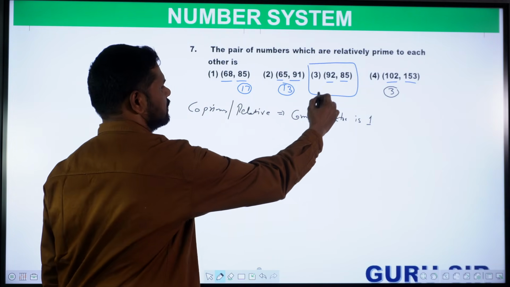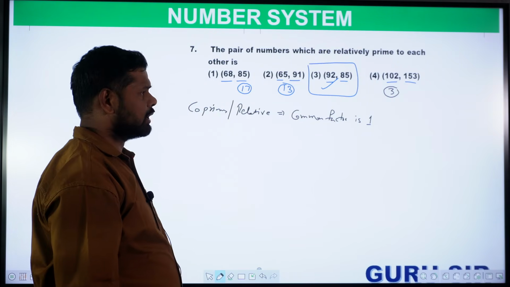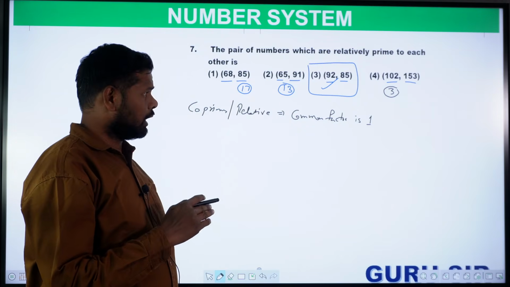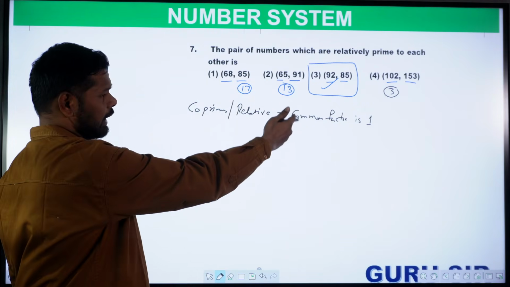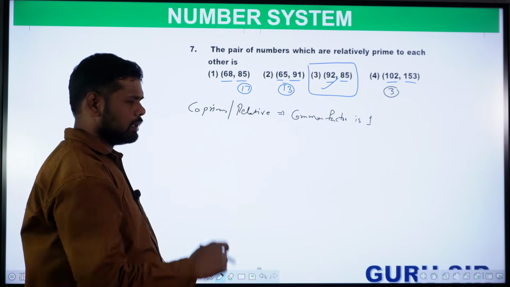That's why these two are co-primes or relative primes. I already told you 1 with anything is co-prime, and any two consecutive numbers are also co-primes. So like this also they are co-primes. We already saw some examples of that concept.